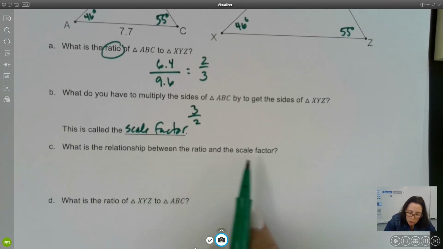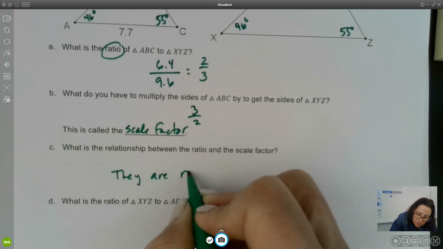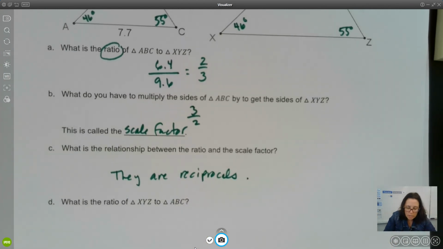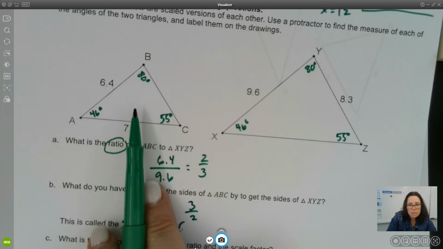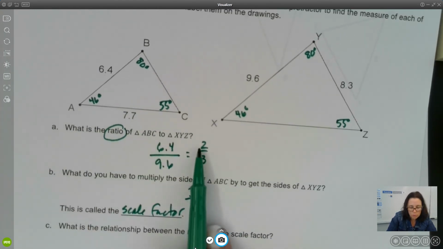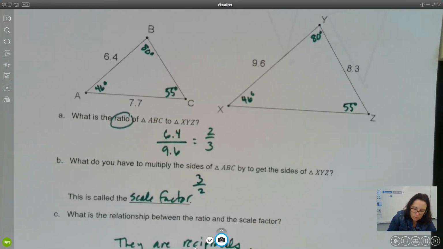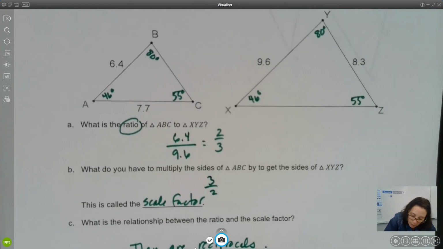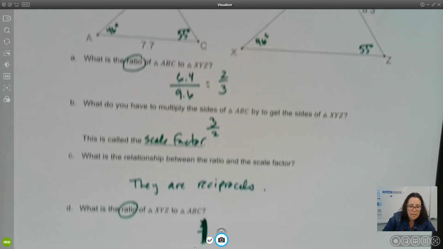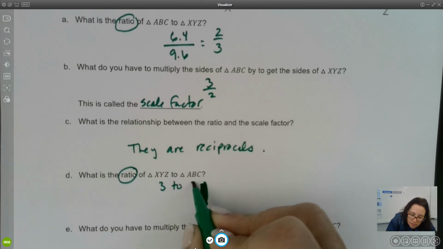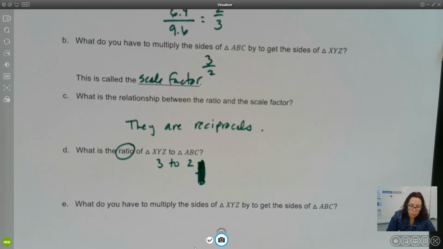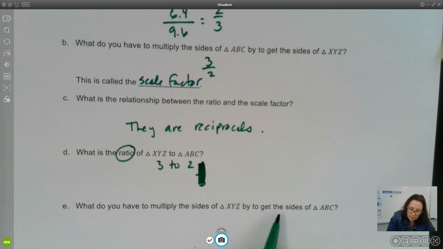What is the relationship between the ratio and the scale factor? Remember we talked about how they are reciprocals of one another. What is the ratio of triangle XYZ to triangle ABC? Oh, hang on a second. Ratio. Sorry, guys, I thought it said scale factor. XYZ is the big one to ABC the small one, so 3:2 is the ratio. And then what do you have to multiply the sides of XYZ by to get the sides of ABC? Here we're shrinking the object. So is it 2/3 or 3/2? It's 2/3.